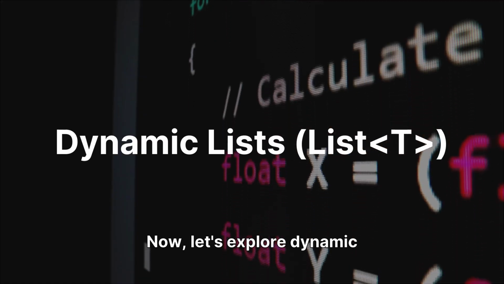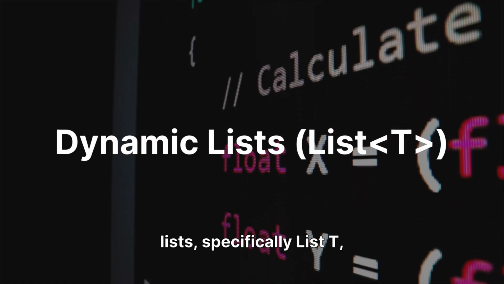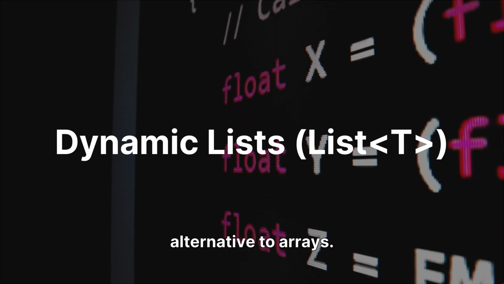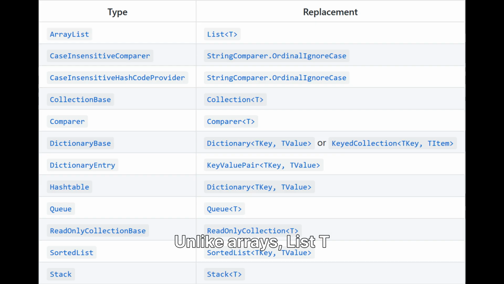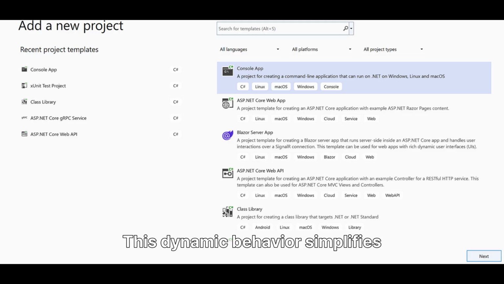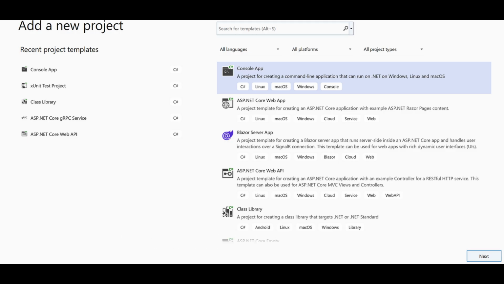Now, let's explore dynamic lists, specifically List<T>, a flexible and powerful alternative to arrays. This class is ideal for managing dynamic data efficiently. Unlike arrays, List<T> can grow or shrink in size as needed, making them ideal for varying data quantities. This dynamic behavior simplifies data management significantly, as you don't need to predetermine the exact capacity. The list handles capacity adjustments automatically, freeing the developer.